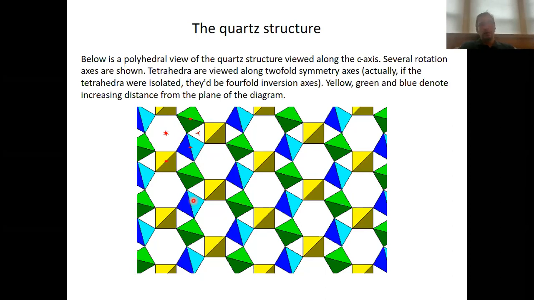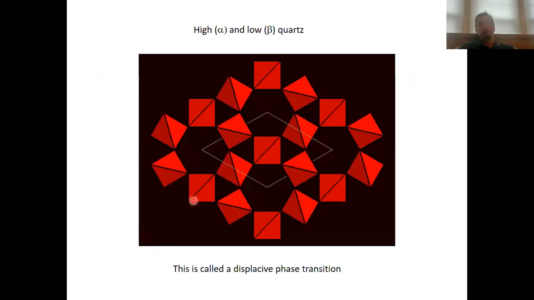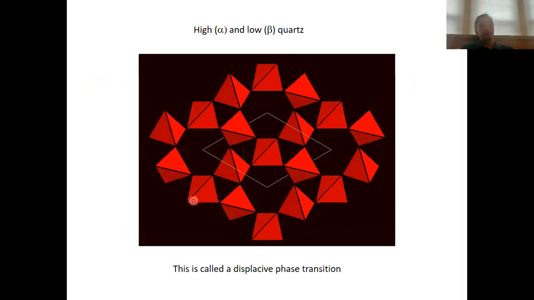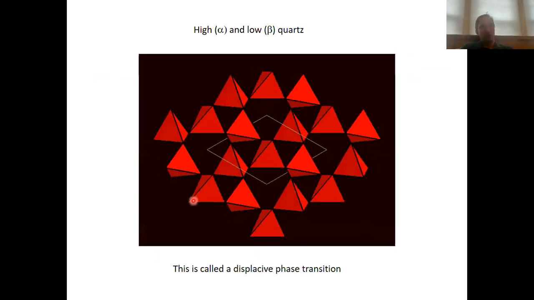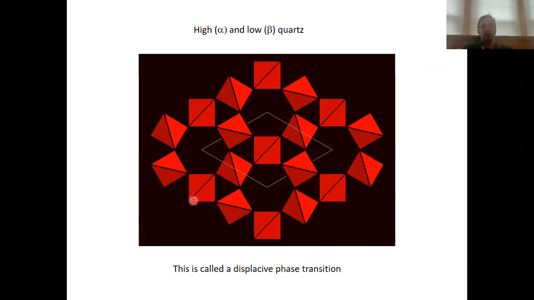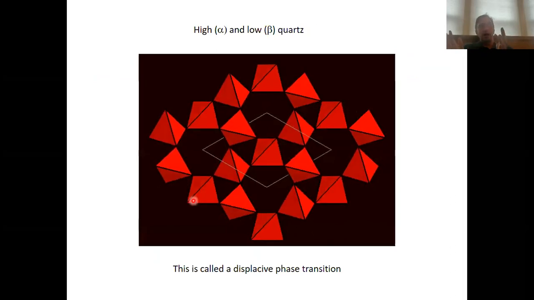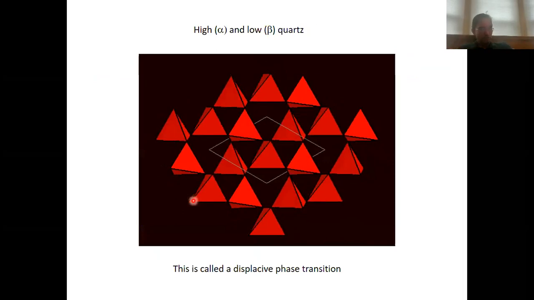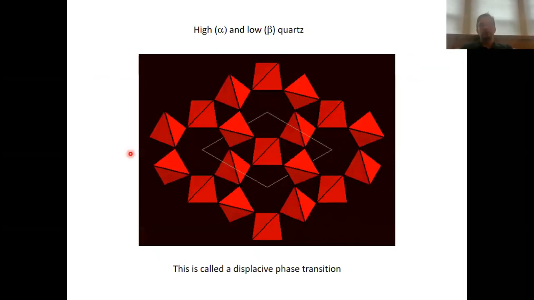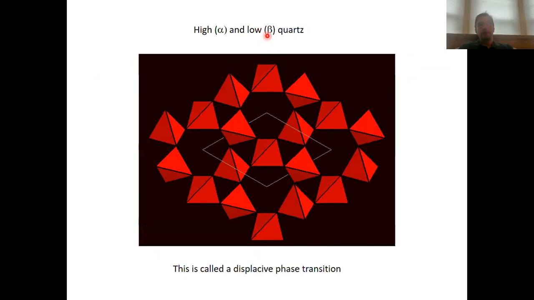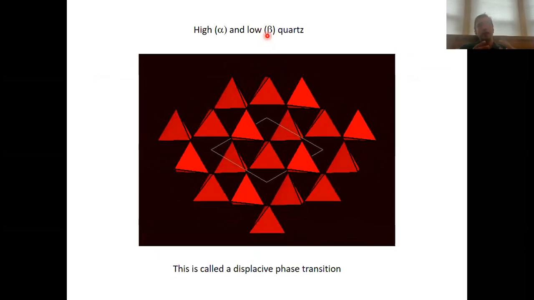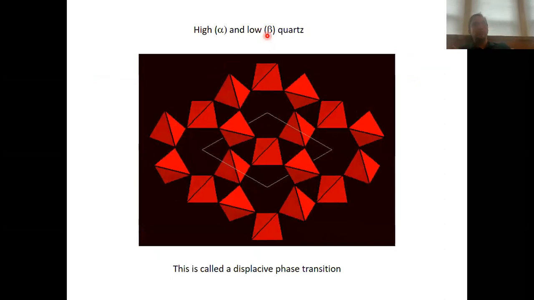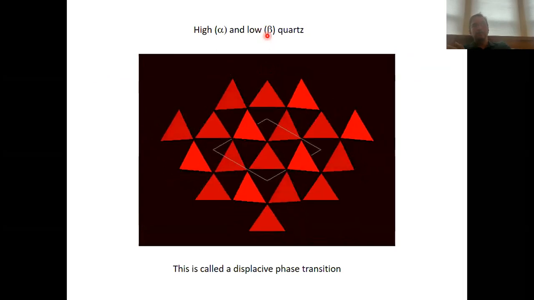All right, so these considerations should allow you to understand the overall crystal structure of quartz. Now, in addition to this low quartz, which is also sometimes called the alpha form of quartz, there is also a high temperature form of quartz, the high quartz, also sometimes called the beta form of quartz. And the alpha form can convert into the beta form via a so-called displacive phase transition.